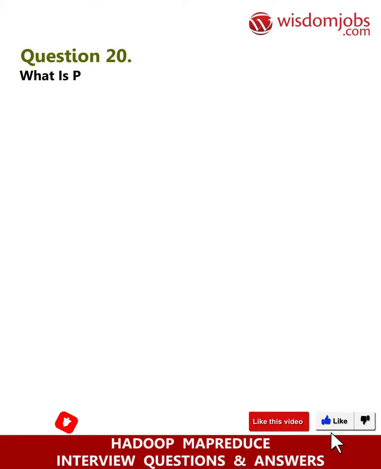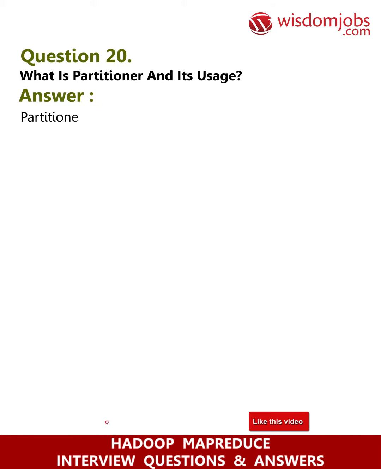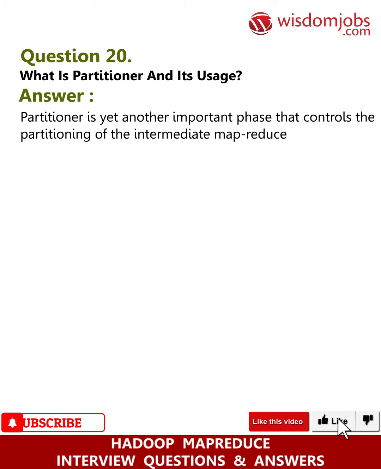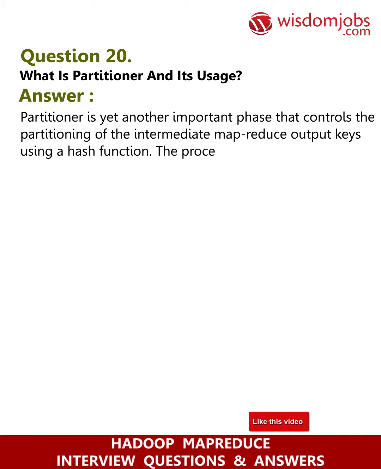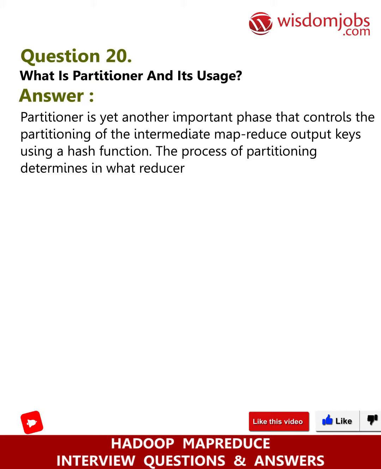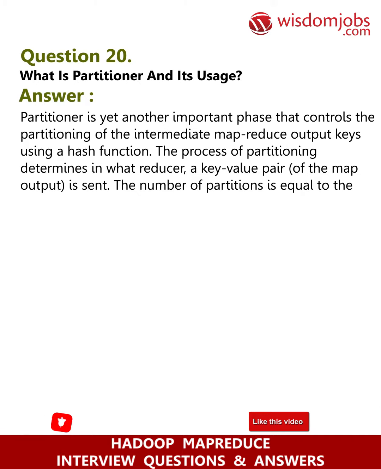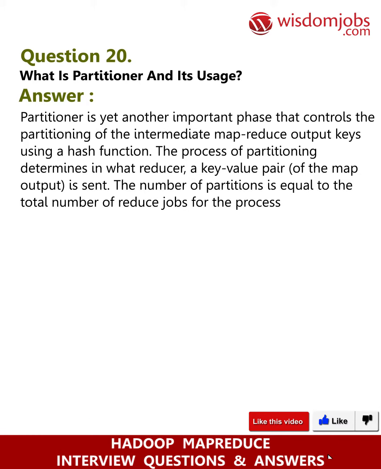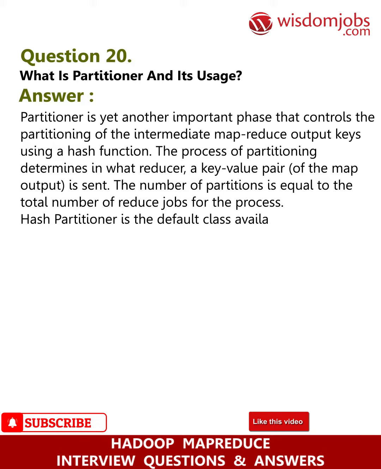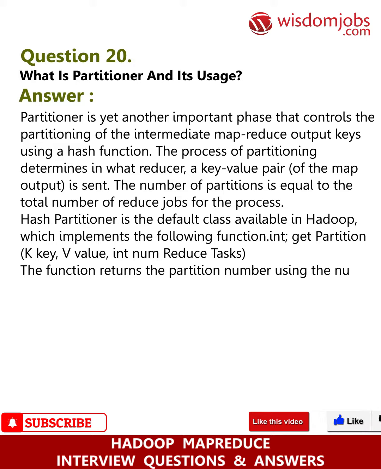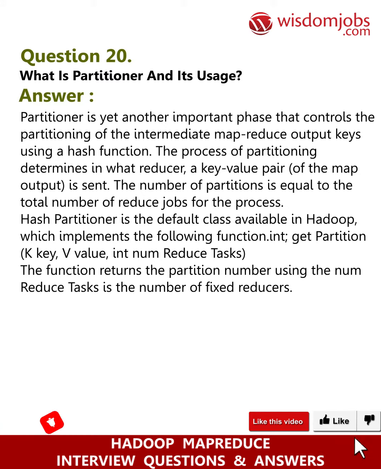Question 20. What is a Partitioner and its usage? Answer. Partitioner is another important phase that controls the partitioning of the intermediate MapReduce output keys using a hash function. The process of partitioning determines to which reducer a key value pair of the map output is sent. The number of partitions is equal to the total number of reduce tasks for the process. Hash partitioner is the default class available in Hadoop, which implements the function int getPartition(K key, V value, int numReduceTasks). The function returns the partition number using the number of reduce tasks, which is the number of fixed reducers.